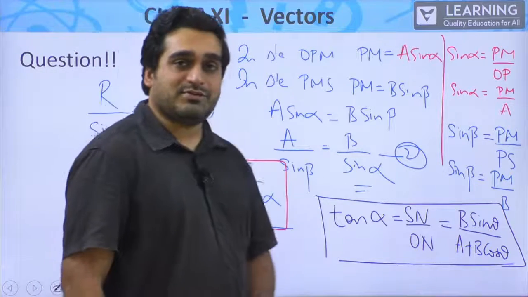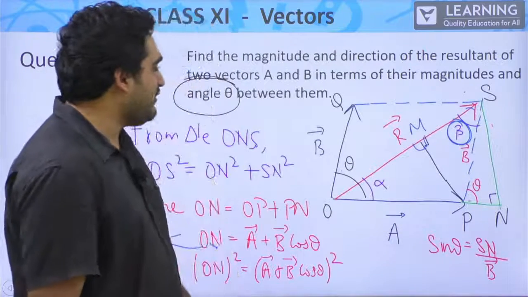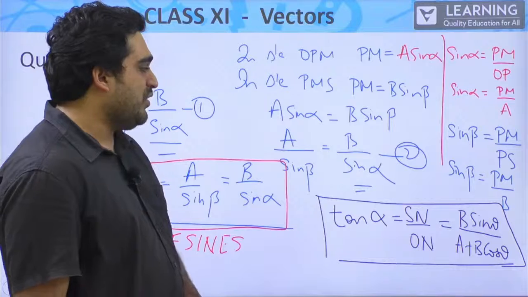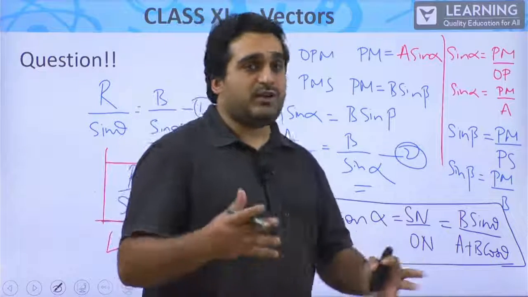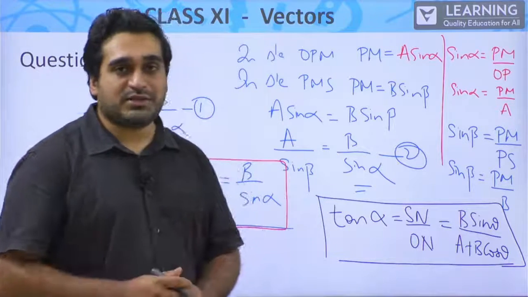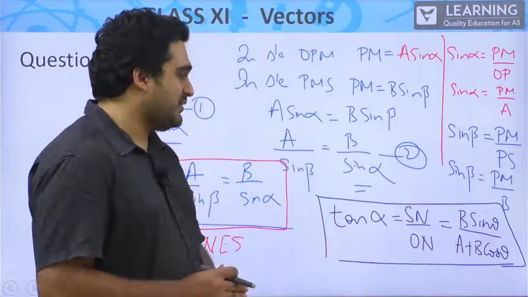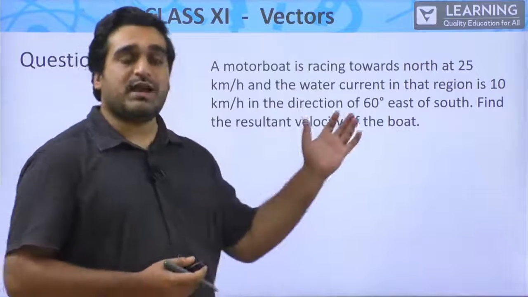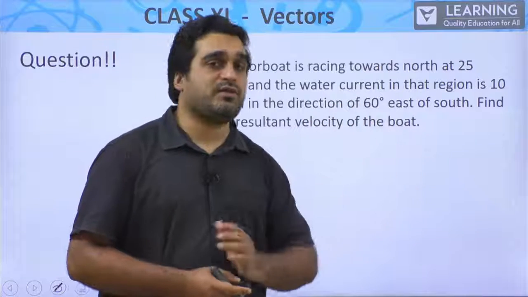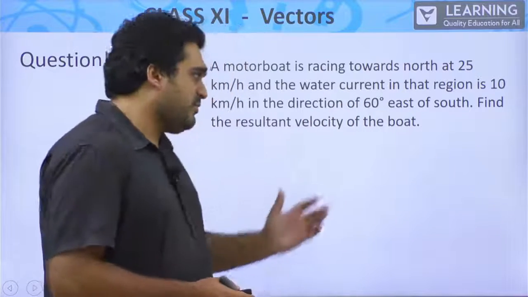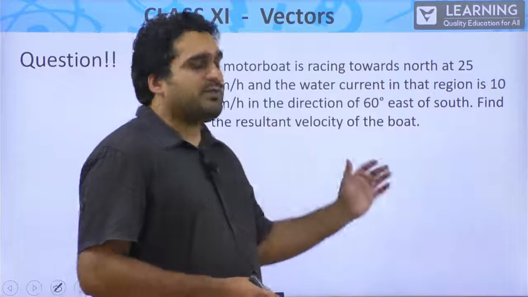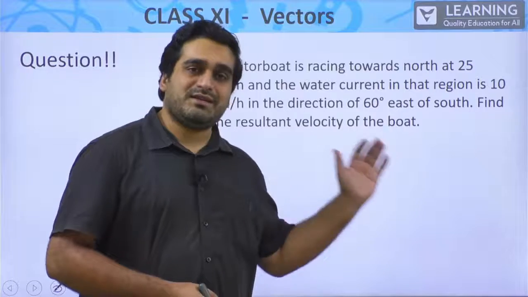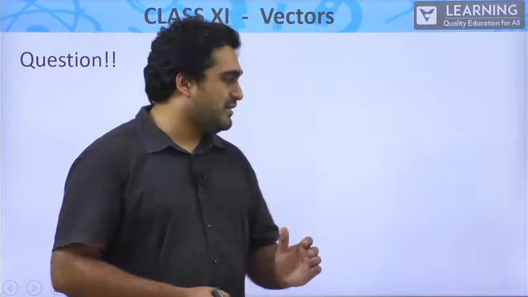Well, that was a good run, isn't it? So now we have found the magnitude and the direction of any resultant vector by the combination of two vectors. I have a problem to discuss with you, which happens to be an example problem from your NCERT textbook. A good problem, but since we're running short of time, we will discuss this in the next session.